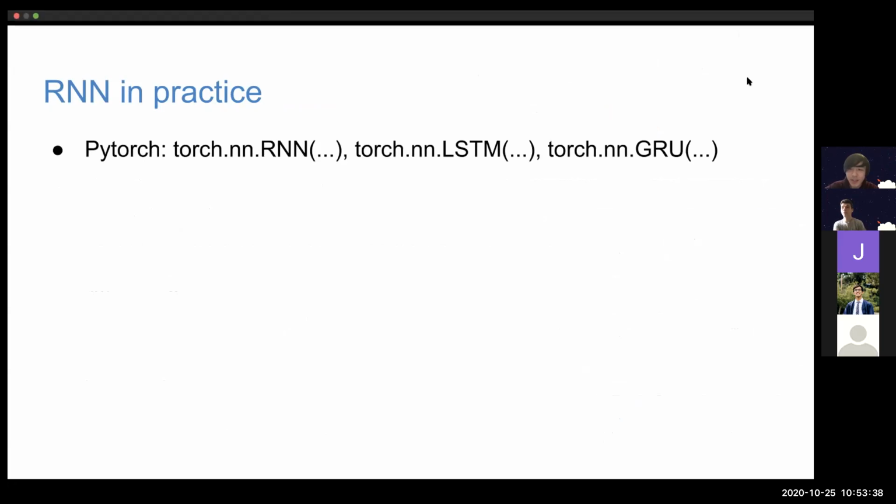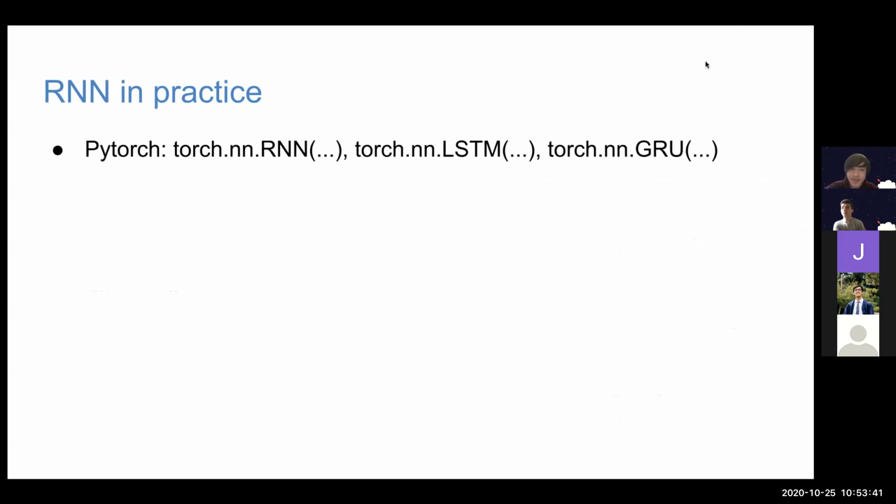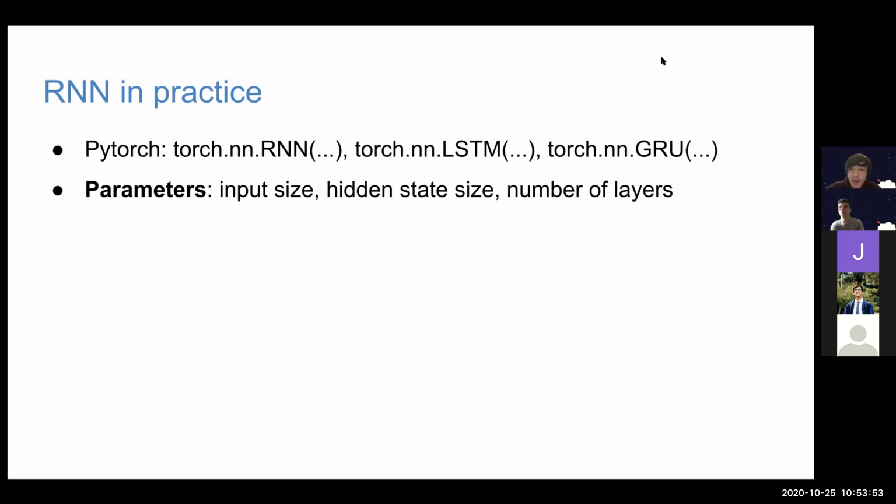So RNNs in practice, I'm going to talk about how you use them in Torch and TensorFlow. Actually, I'm not going to talk about TensorFlow, I think, just Torch. So in PyTorch, how you construct the different types of RNNs is pretty straightforward. It's just torch.nn.RNN or LSTM or GRU. And again, the plain RNN is pretty much not used anymore, so you shouldn't be using that too much. The parameters that you pass in are going to be your input size and your hidden state size, and then your number of layers. So this hidden state size and number of layers are hyperparameters that you can adjust to your liking.